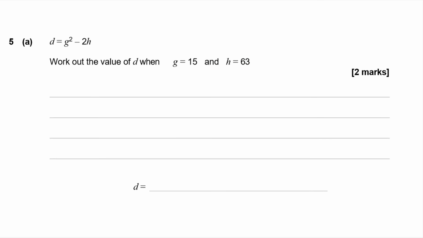Question 5, part A. d equals g squared minus 2h. Work out the value of d when g is 15 and h is 63. So we've got to do a substitution here, don't we? So if g is 15, then I need to replace the g with 15. And if h is 63, then similarly I'm going to have to replace that one with 63.